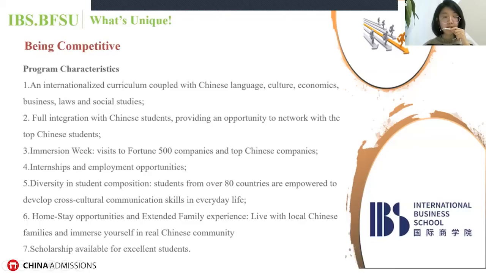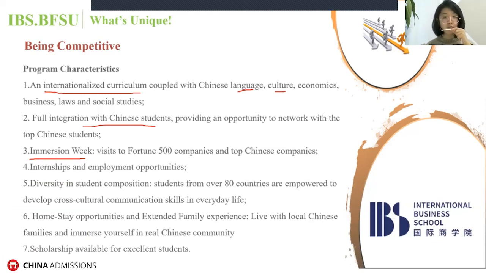So let's make a summary. In BFSU, especially in ABS, you will have the internationalized curriculum with business knowledge, with language, and with some culture, some law, and some social studies as well. And you will be engaged with the Chinese students and build your social network here in China. And we have immersion week to put your theoretical knowledge into practice.